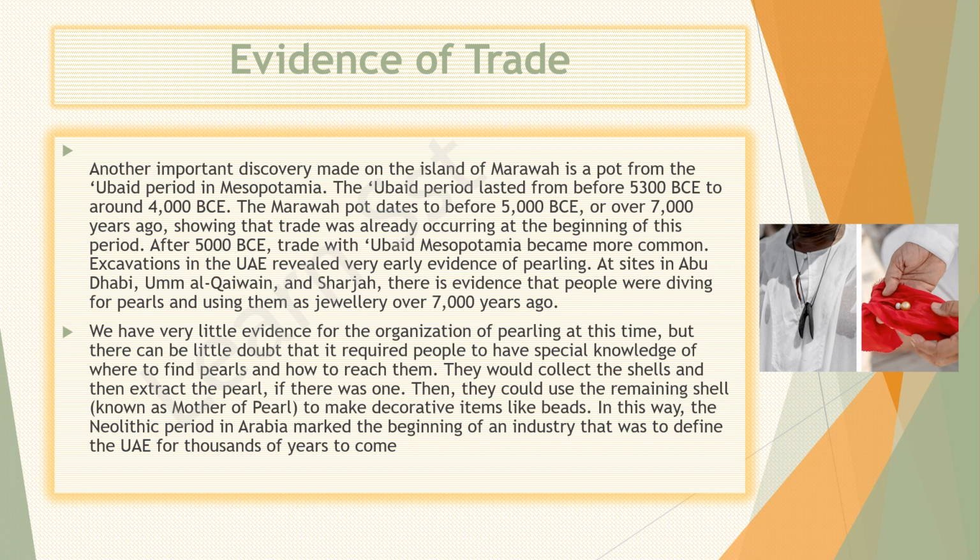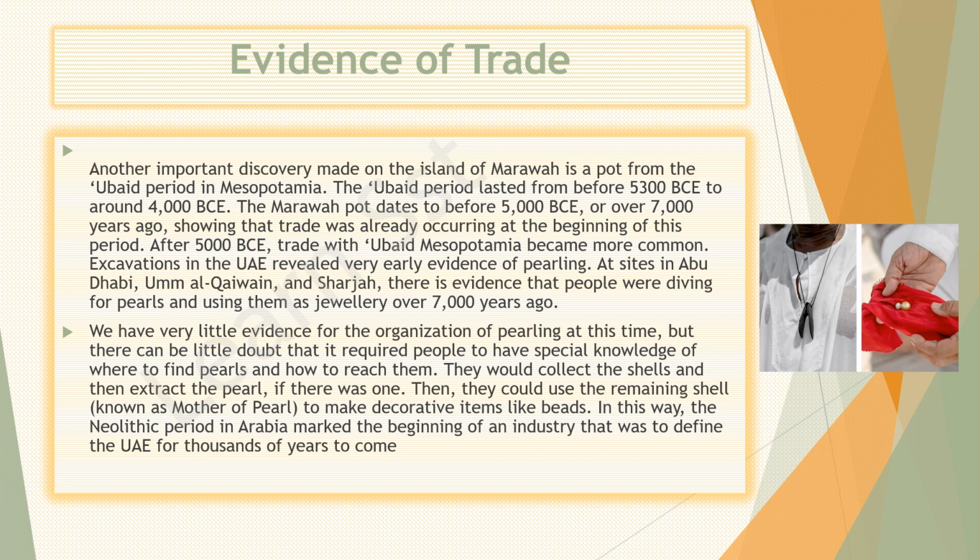Excavations in the UAE revealed very early evidence of pearling at sites in Abu Dhabi, Umm Al Quwain, and Sharjah. There is evidence that people were diving for pearls and using them as jewelry over 7000 years ago. We have still got this culture in the UAE. So pearling is not something modern, but very ancient and traditional. We have very little evidence for the organization of pearling at that time, but there can be little doubt that it required people to have special knowledge of where to find pearls and how to reach them.